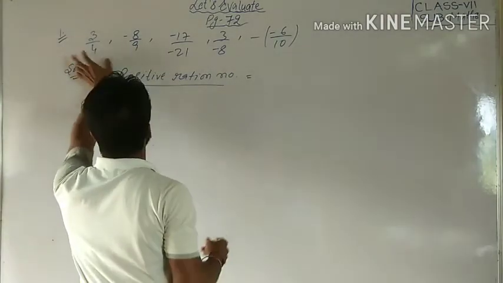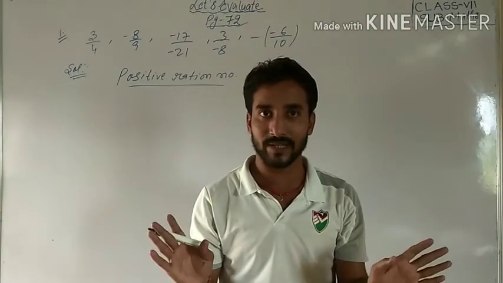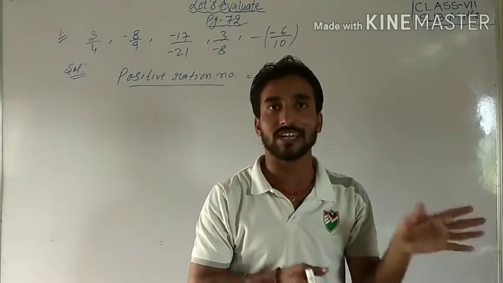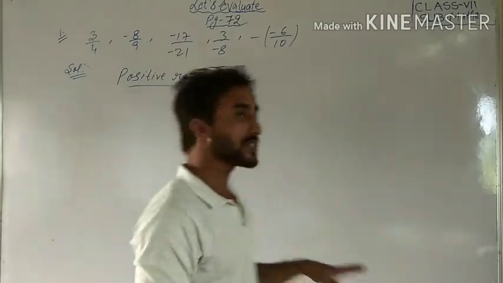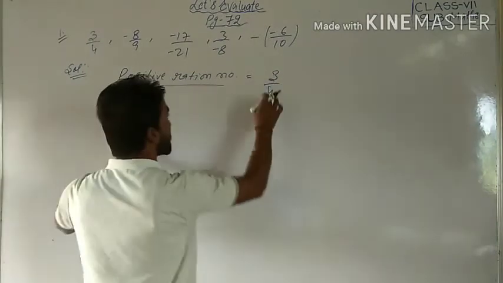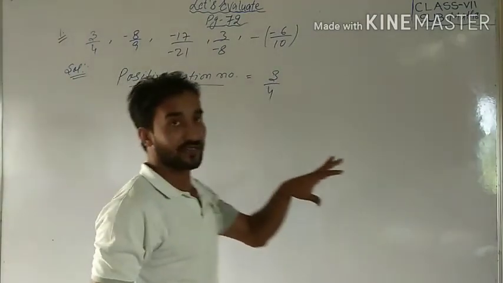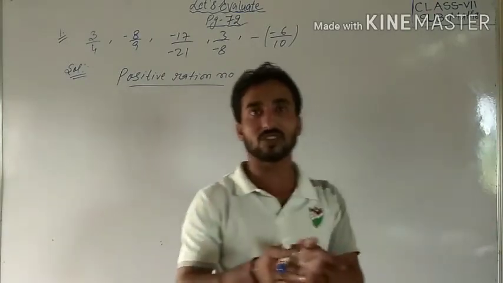See 3 by 4. It is a number without a symbol. If any number is presented without a symbol, we consider it positive. So 3 by 4 is a positive rational number, because it is in the form p by q and has no sign.